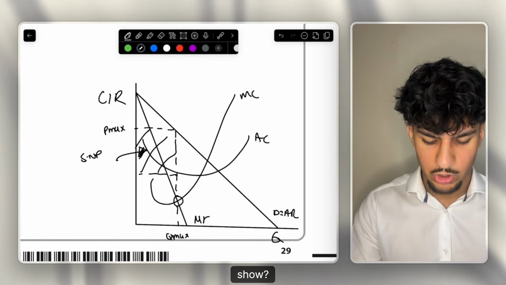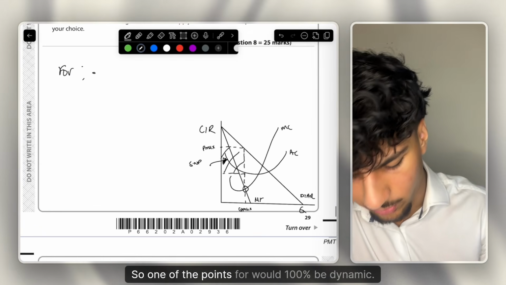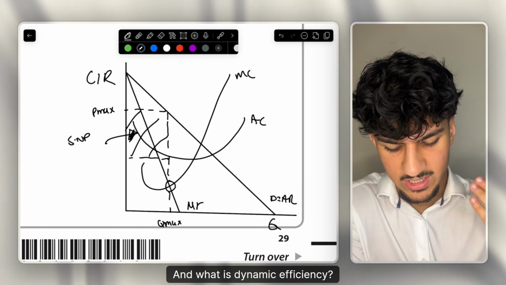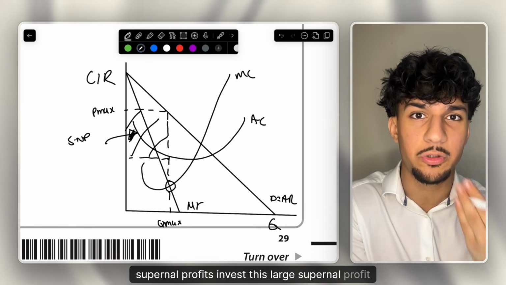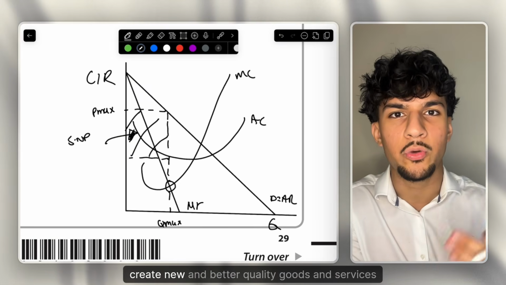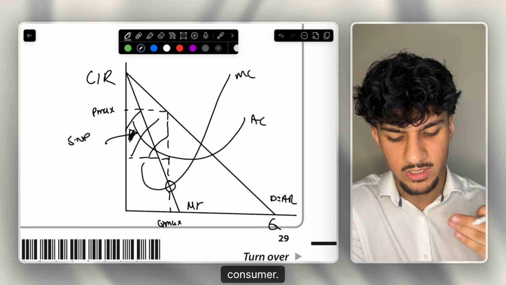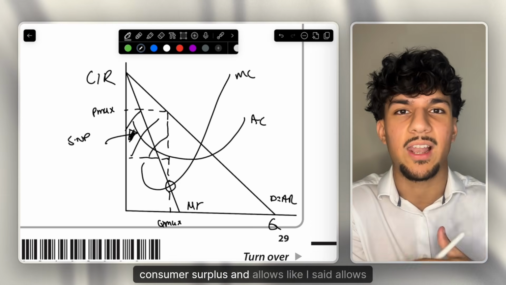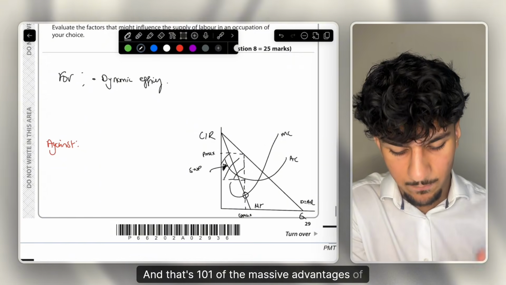Okay, so what does this show us so far? The first thing that should spring to your mind is dynamic efficiency. One of the points for would 100% be dynamic efficiency. And what is dynamic efficiency? Dynamic efficiency is when firms that have large supernormal profits invest this profit into research and development, which allows them to innovate and create new and better quality goods and services, which of course leads to better outcomes for consumers, better quality products. You can say increased consumer surplus, and it allows innovation in the market. And that is 100% one of the massive advantages of monopolies.